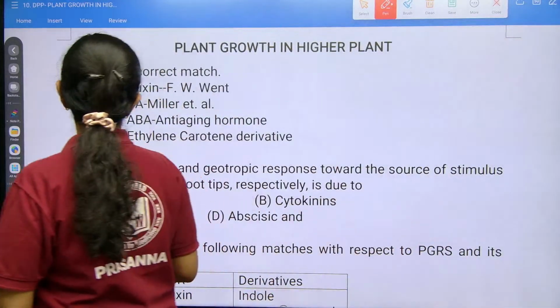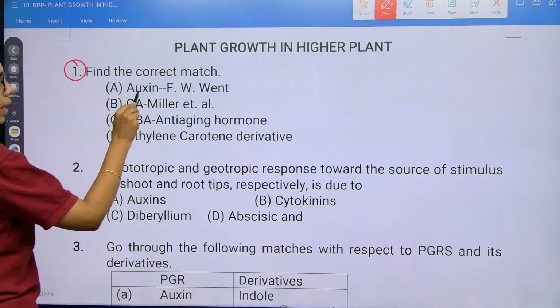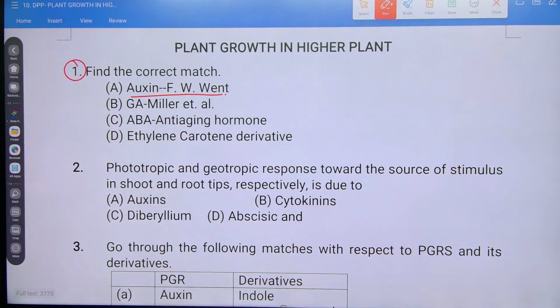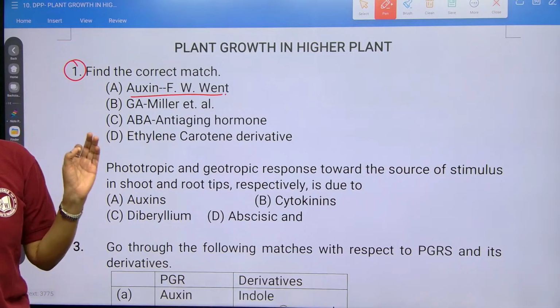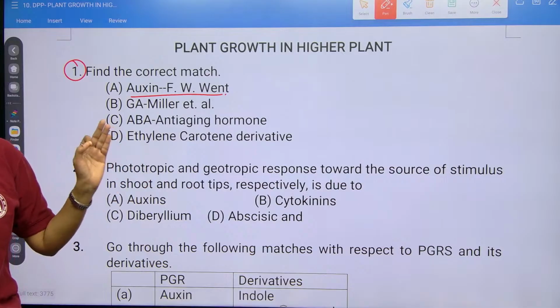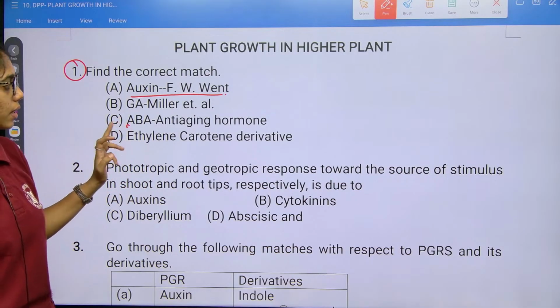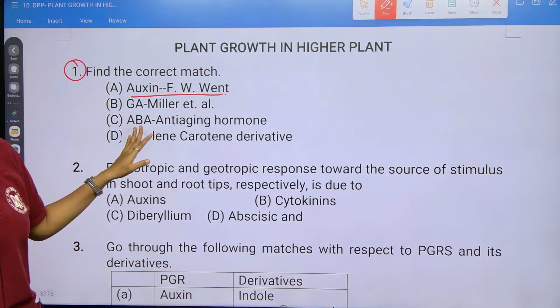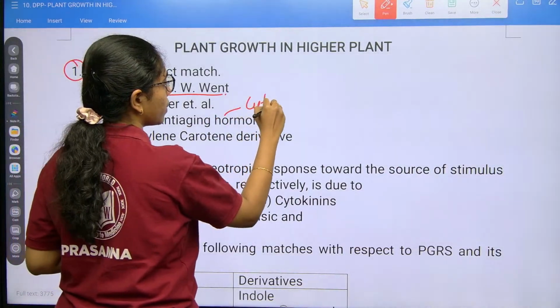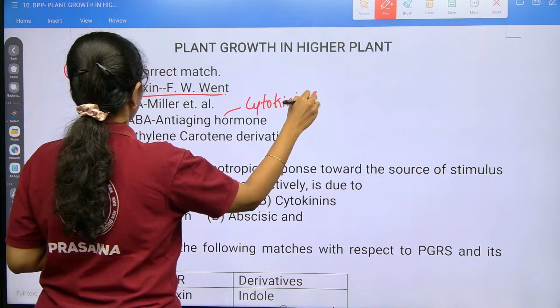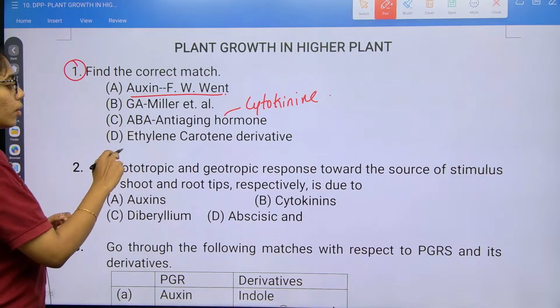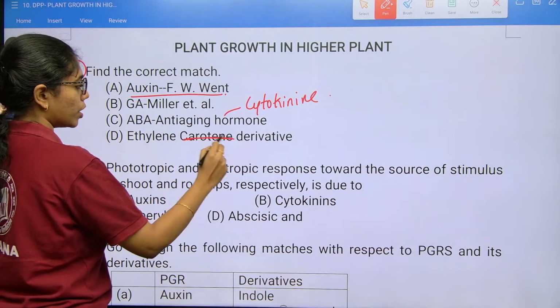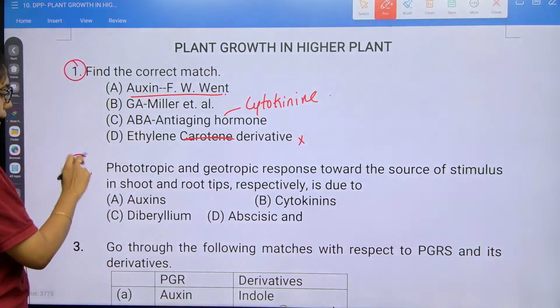Find the correct match. Auxin was isolated by FW Went. Miller et al. What is this discovery? Cytokinin. Artificial form of cytokinin, that is kinetin. He has isolated it from autoclaved herring sperm DNA. Abscisic acid, it is not an anti-aging hormone. What is the anti-aging hormone? Cytokinin. Ethylene is a keratin derivative? No. Methionine. And it is a gaseous hormone. It is not a keratin derivative. Clear?